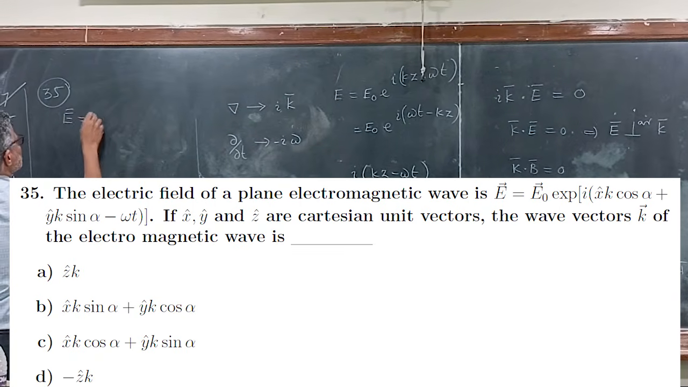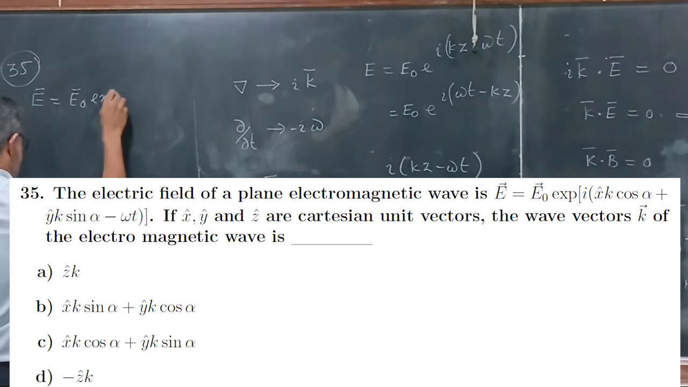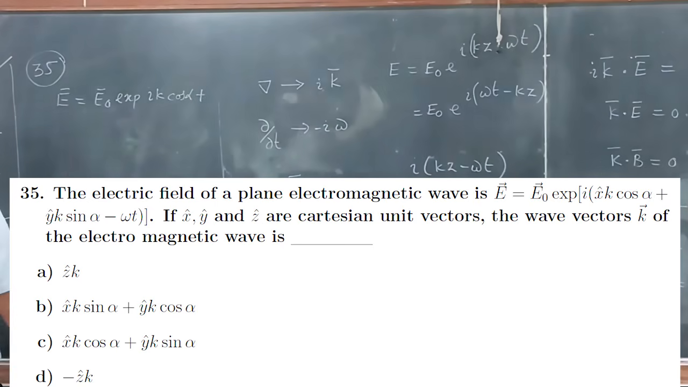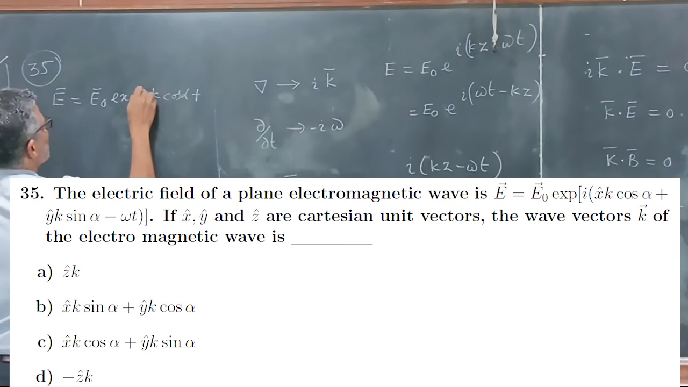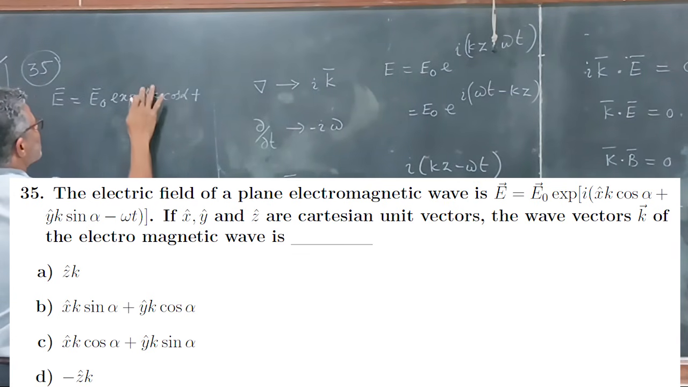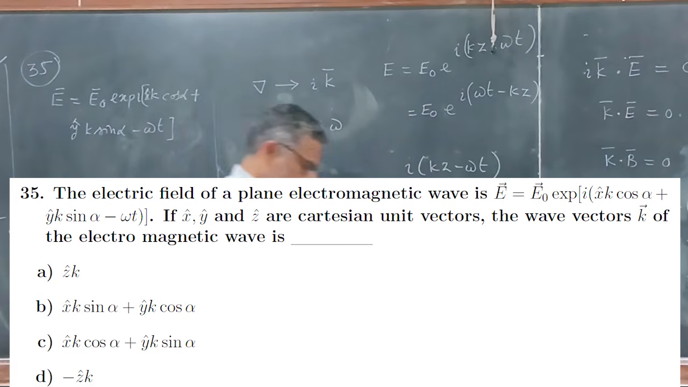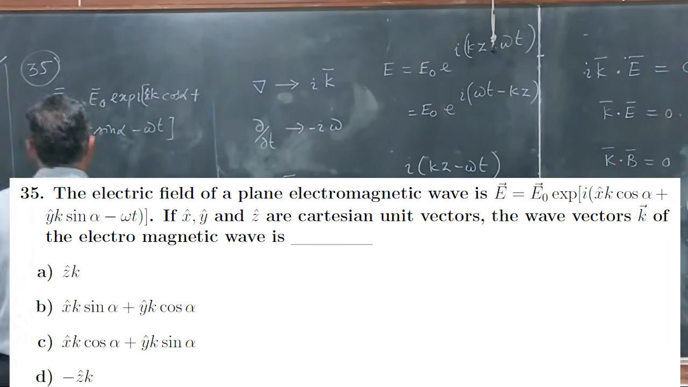E0 exponential i times k, cos alpha plus, this is along x cap, i times x cap, and then you have y cap k sin alpha, and then you have minus omega t. If x cap, y cap are the Cartesian unit vectors, what will be the wave vector k of the electromagnetic wave?